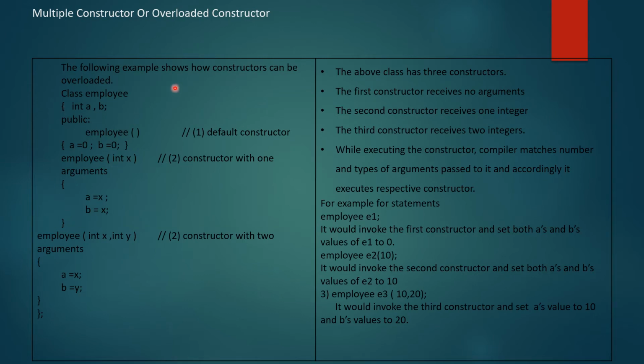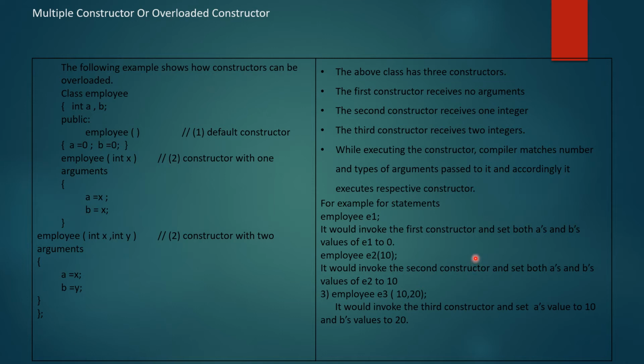The example: class name is employee, int a, b, then public employee. This is the default constructor. The second one is the constructor with one argument. The third one is the constructor with two arguments. In the default constructor, we assign the values of a and b as 0. In the one-argument constructor, only one argument is passed and assigned to a and b. In the third constructor with two arguments, x and y are assigned to a and b respectively.